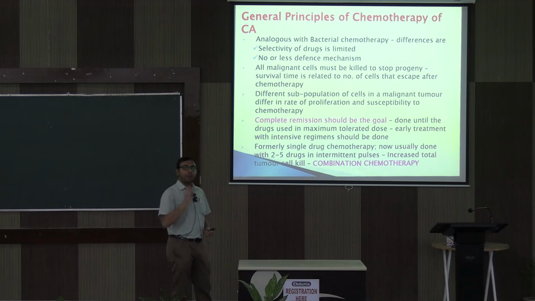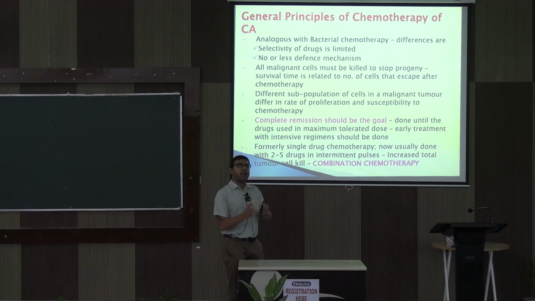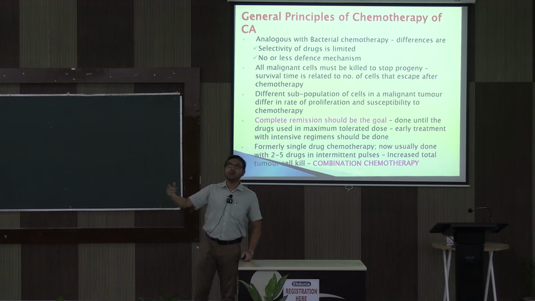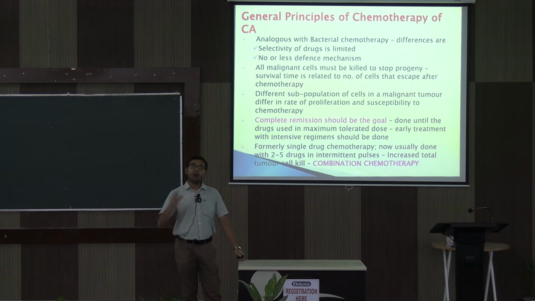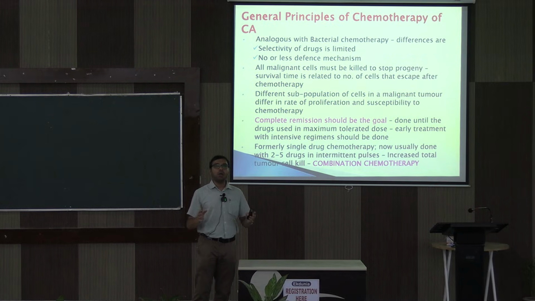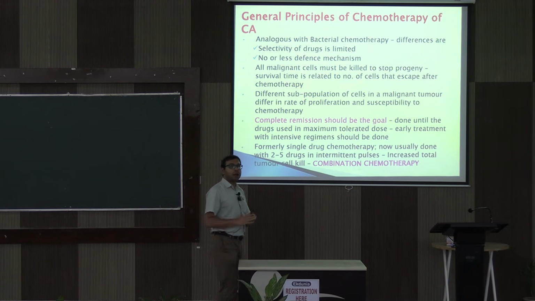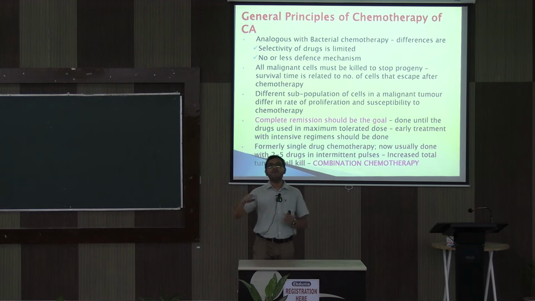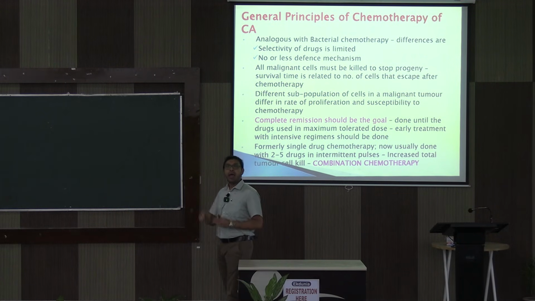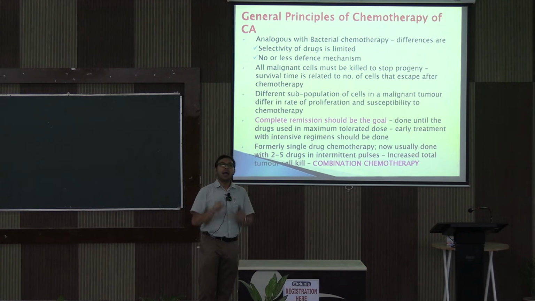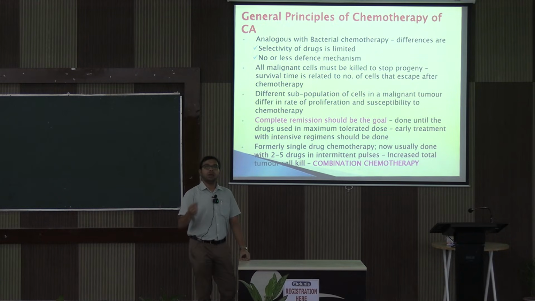Formerly single drug chemotherapy was used, but it was seen that many cells would not respond, and many cells would also become resistant to those chemotherapeutic drugs, and toxicity would also be more. That's why we are now using combination chemotherapy or concurrent chemotherapy, so that drugs that act on different phases of the cell cycle of a single tumor, as well as having different toxicity profiles, can be combined together and given as a regimen. So usually you will see that cancer chemotherapy is given as a regimen.